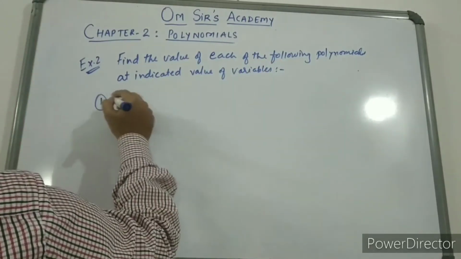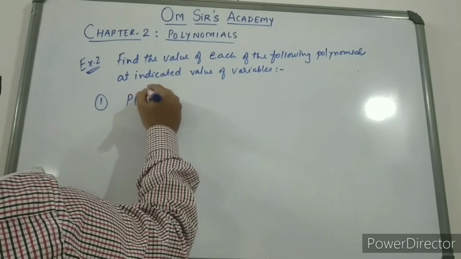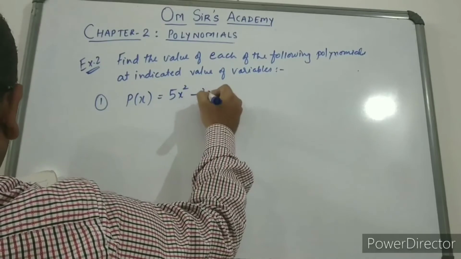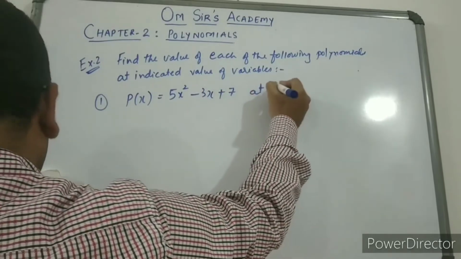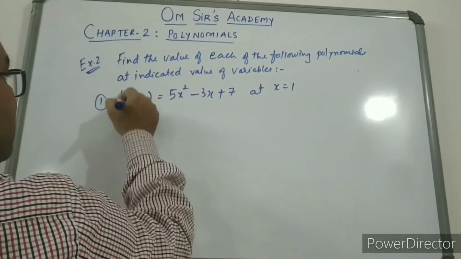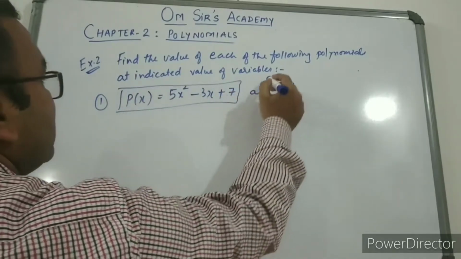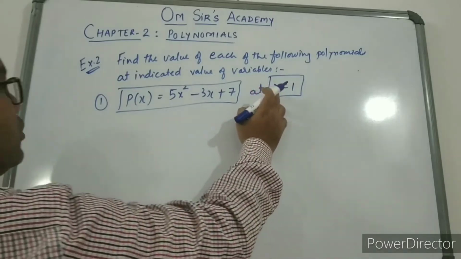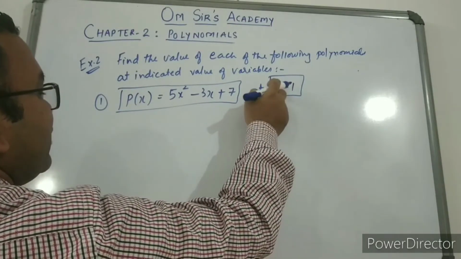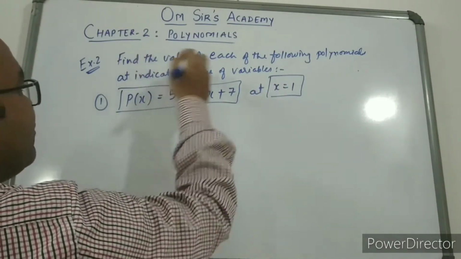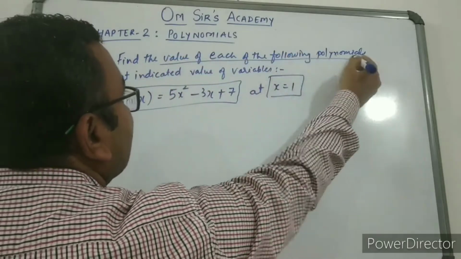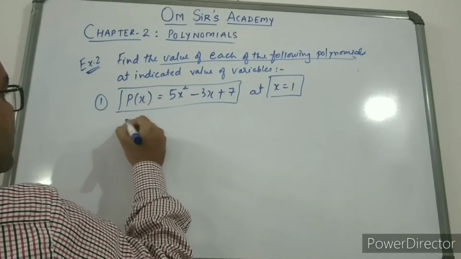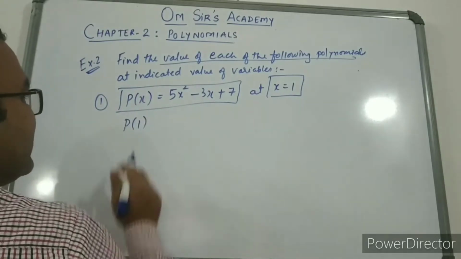So in the first case, you are given polynomial p(x) is equal to 5x square minus 3x plus 7 at x is equal to 1. So this is our polynomial, and we are given the value. Instead of x, what value we have to put? We have to put the value of 1 in the variable x. So let us find the value of the following polynomials. So here we substitute 1 instead of x.